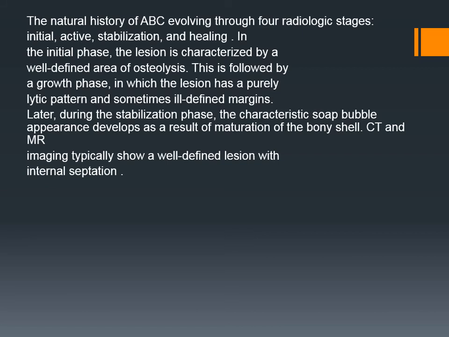The natural history of aneurysmal bone cysts evolves through four radiologic stages: initial, active, stabilization, and healing. In the initial phase, the lesion is characterized by a well-defined area of osteolysis. This is followed by the growth phase, in which the lesion has a purely lytic pattern and sometimes ill-defined margins. Later, during the stabilization phase, the characteristic soap bubble appearance develops as a result of maturation of the bony shell.